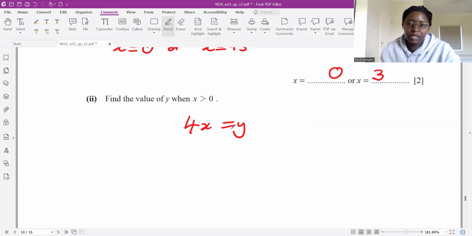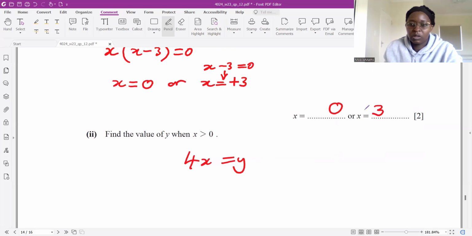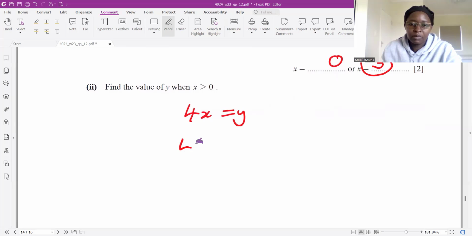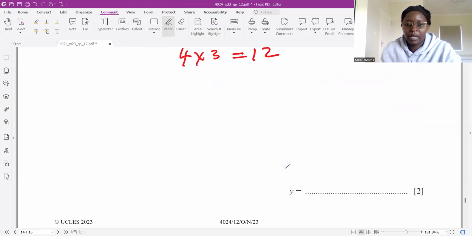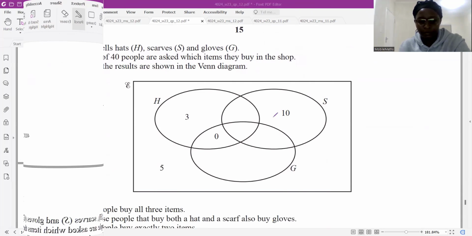So the number that is greater than 0 for the value of y. Remember, we had our two values of x, which are 0 and 3. So the only number we can take which is greater than 0 is 3. So our y is equal to 4 times 3. Then we get our answer as 12. So our y is equal to 12.